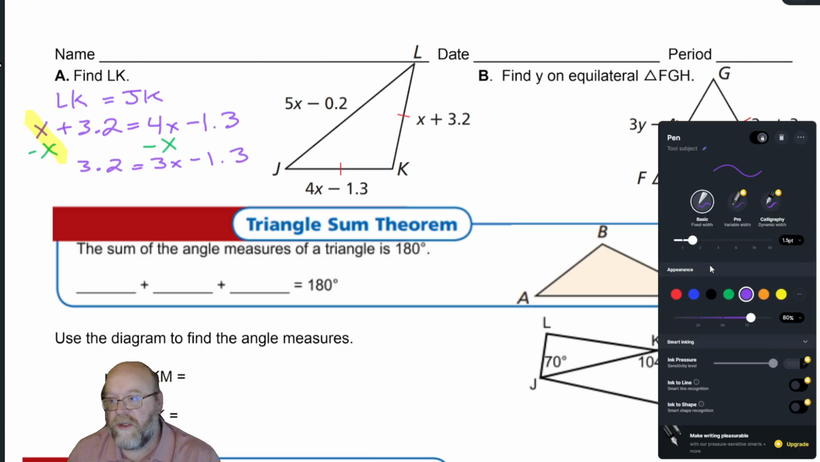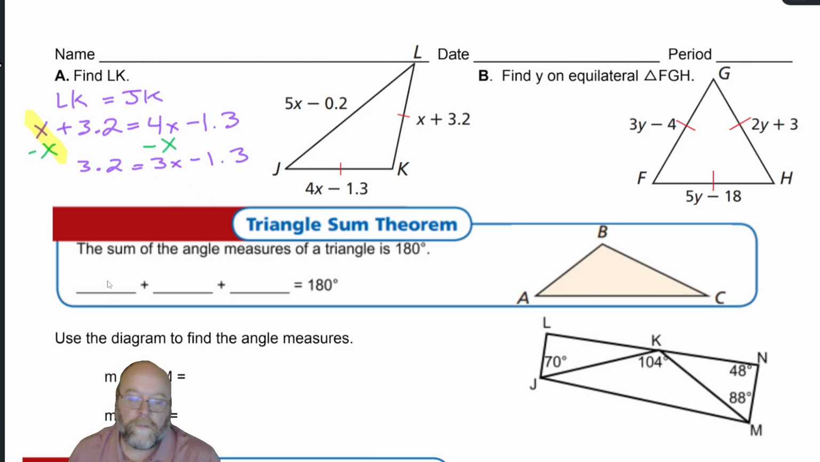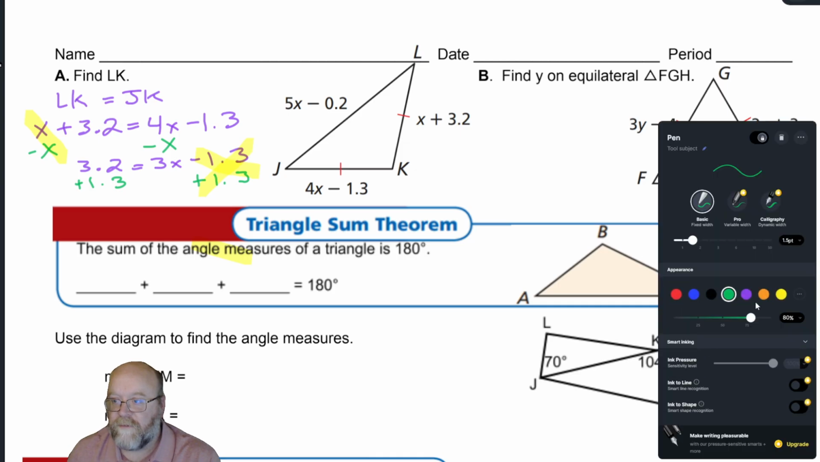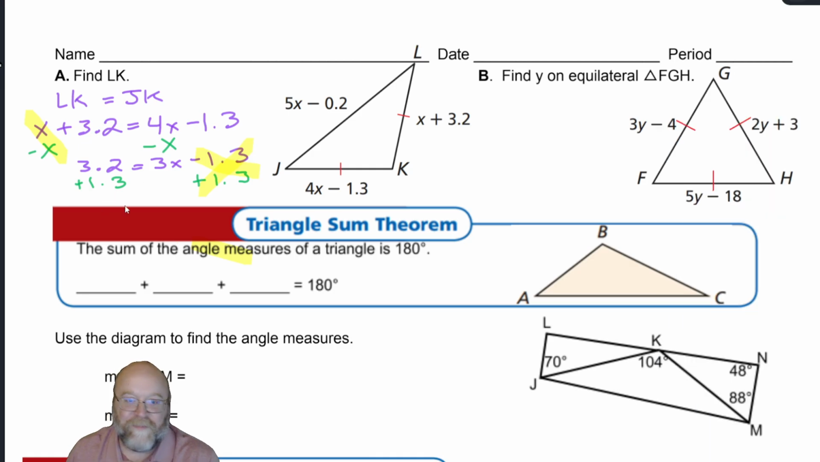Okay, step 2. I'm going to add 1.3. You should have already done this. You're probably like, oh my god, why does it take so long? To prevent you from going to the restroom. That's why I'm taking so long. Strictly to hurt you. I'm just a bitter guy. Let's add these together. That's going to be 4.5 is equal to 3x.